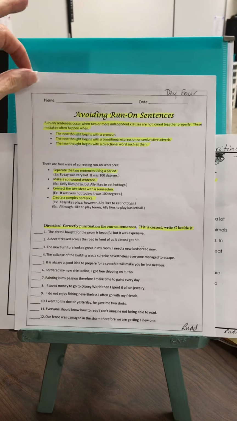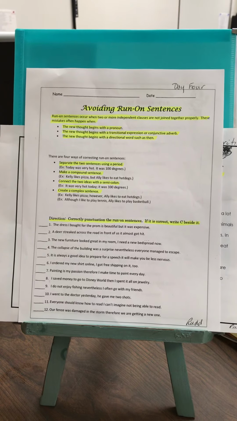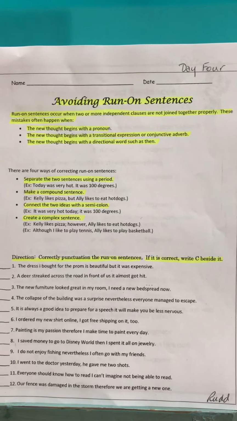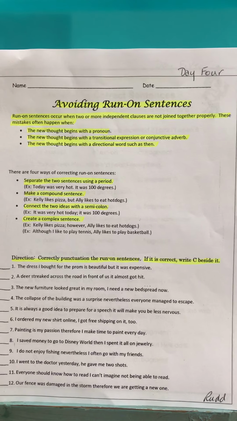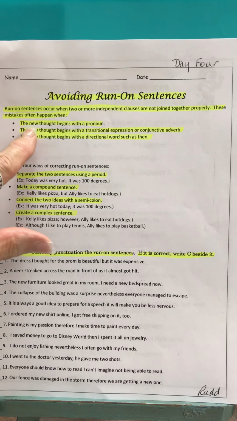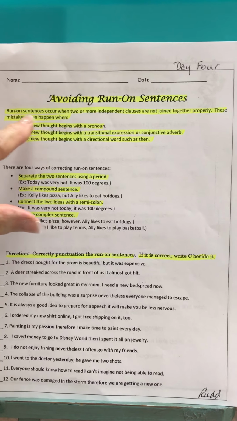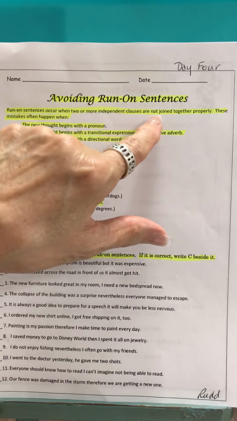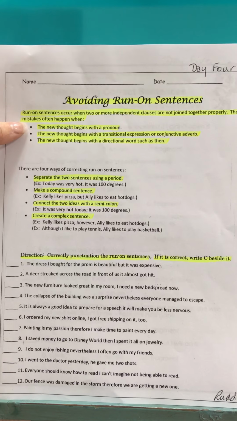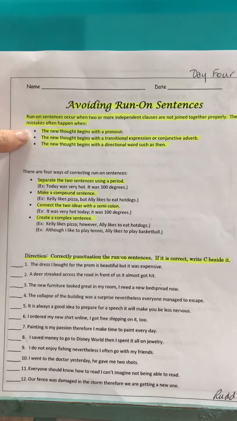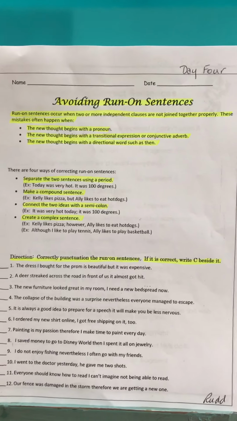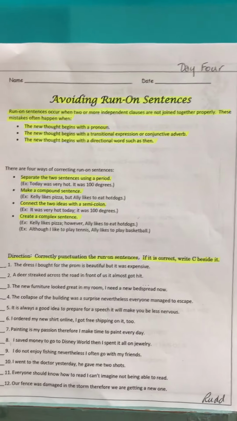Then day 4, avoiding run-on sentences. And run-on sentences are a lot like the way we talk. But when we write, we have to have some punctuation, some conjunctions, or we have to break our talking into 2 sentences. A run-on occurs when 2 or more independent clauses are not joined together properly. And these mistakes often happen when the new thought begins with a pronoun, the new thought begins with a transitional expression or conjunctive adverb, or the new thought begins with a direction word such as then.